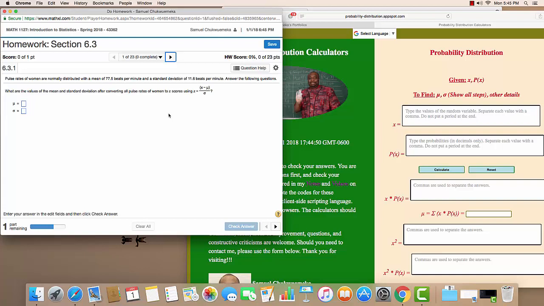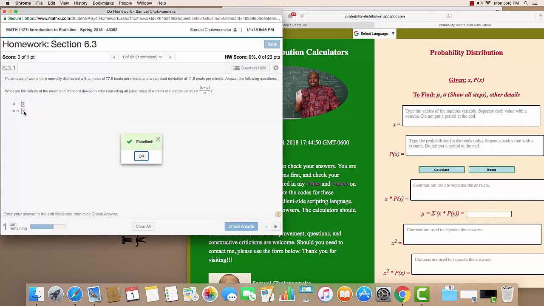That means you're now ready to use your standard normal probability distribution table. The standard normal table, or you can just say standard normal distribution table, has a mean of 0 and a standard deviation of 1. Okay, standard deviation of 1.